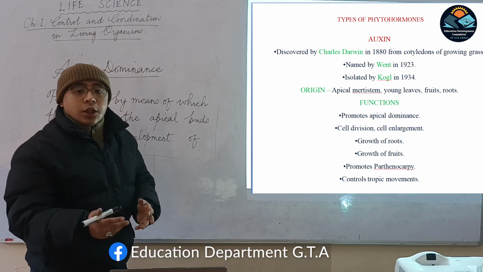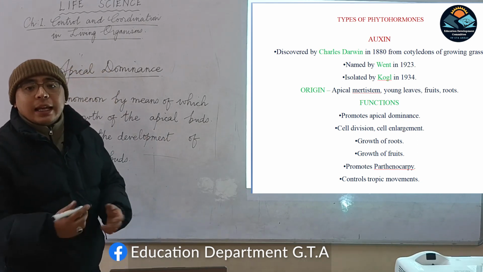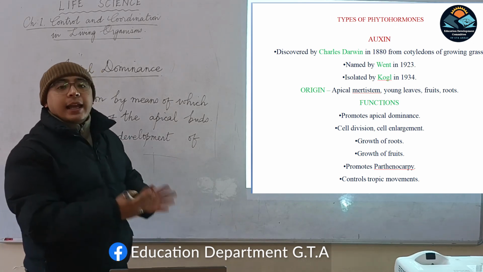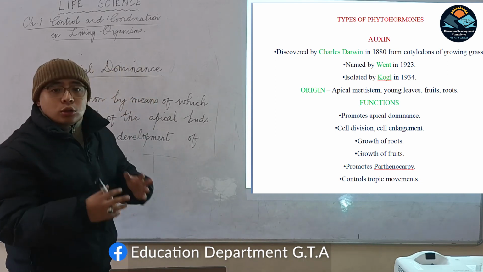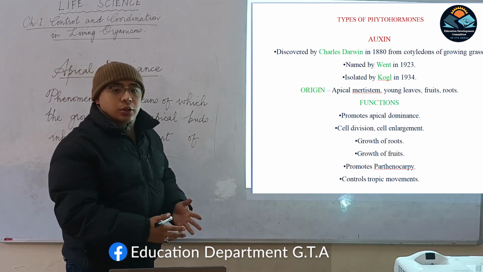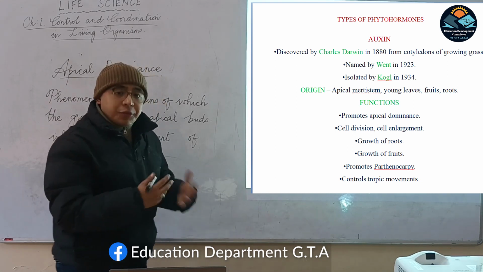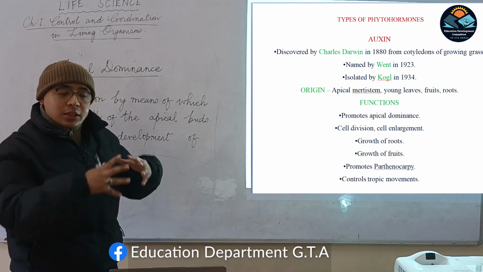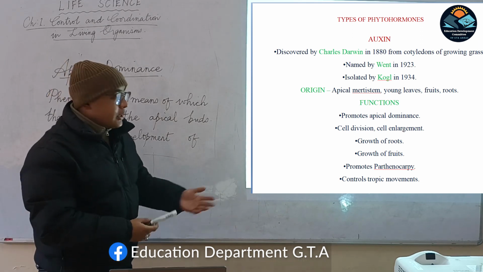So whenever you hear the word auxin, auxin is always associated with apical dominance. And a better way to remember it is A for auxins, A for apical dominance. Number two, since it controls growth, it controls cell division, which brings about growth. So cell division is controlled by auxin, and after division, the resultant daughter cells are also enlarged. That means the whole size of the daughter cells also increases because of auxins.